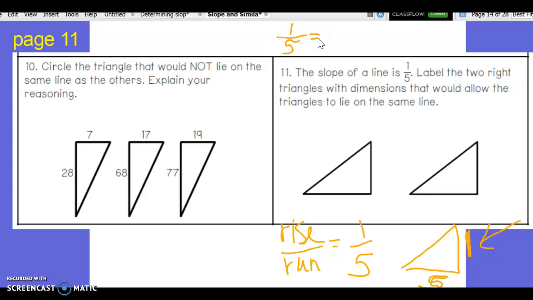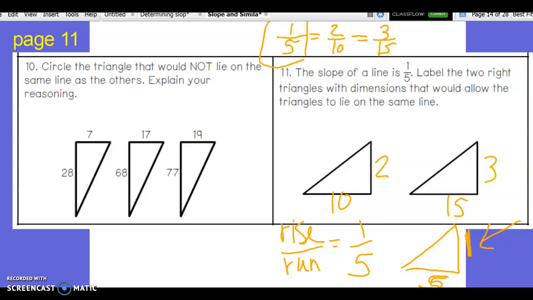If I multiply the top and the bottom by 2, I would get 2 over 10. So I could have a 2 here and a 10 here. If I multiply the top and the bottom of 1/5 by 3, I would get 3 over 15. So I could have a 3 here and a 15 here. You could keep going. There's an infinite number of answers.